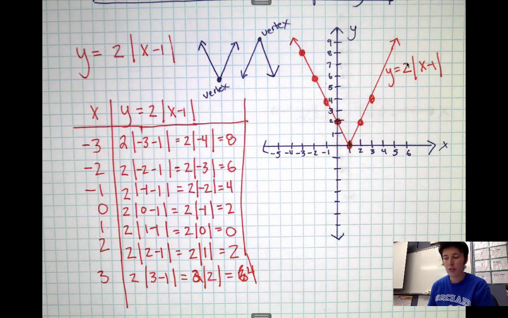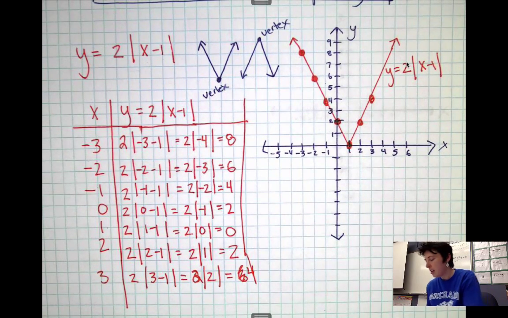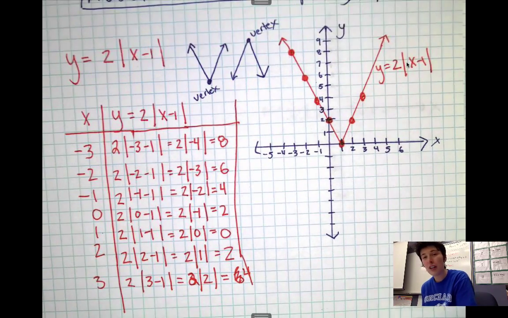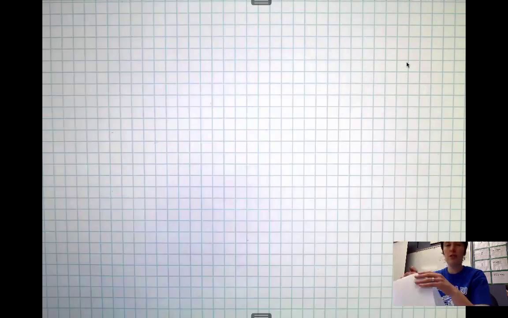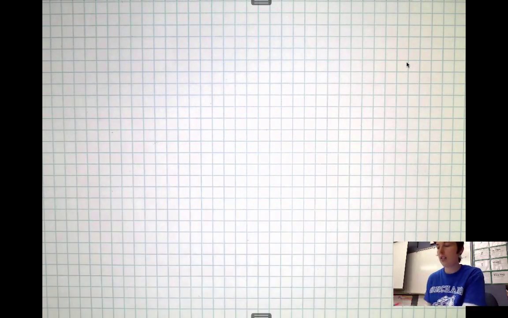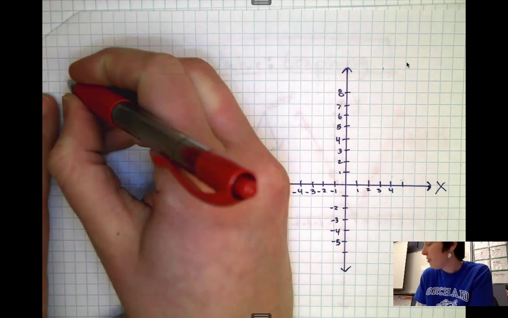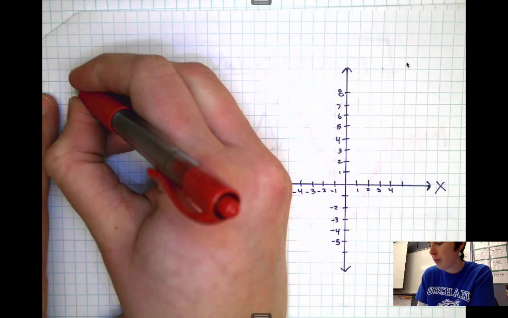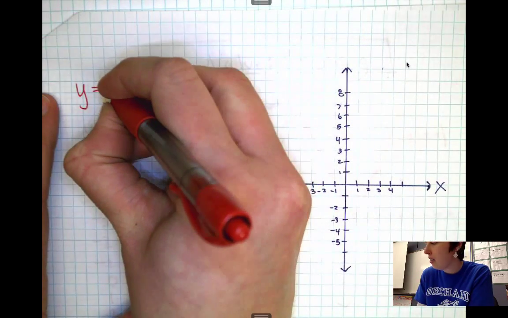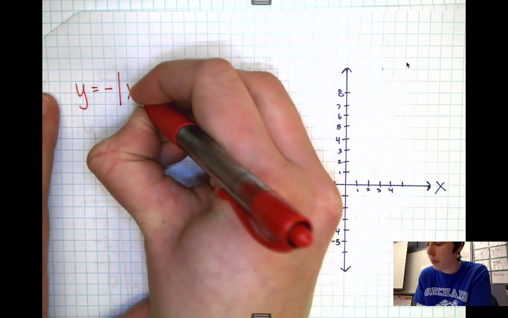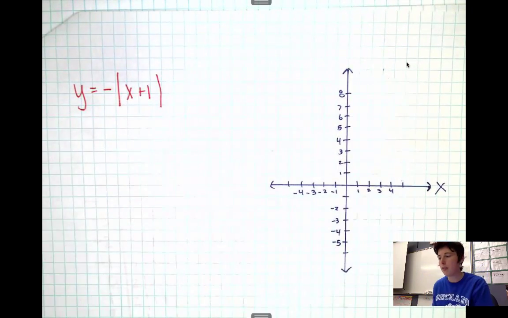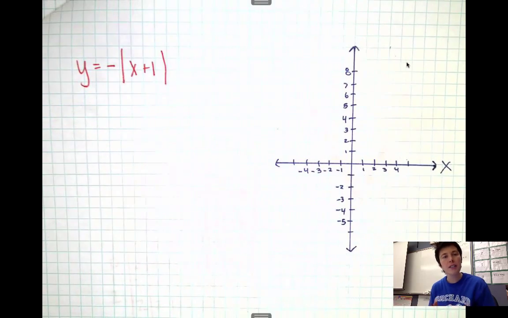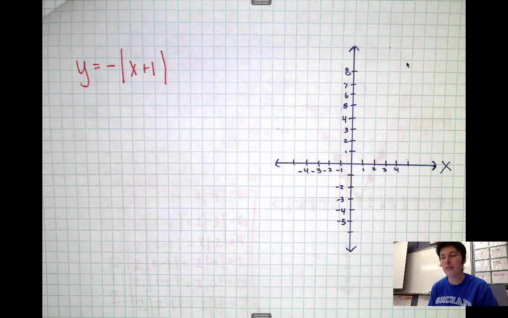So let's try one more of these. In fact, for the next one, I would really like you to try it yourself. Maybe pause the video, see if you can get it right, and then unpause the video. So for this one, we're going to do kind of a harder one. Y equals negative absolute value of x plus 1. Let's try that one. So pause the video, try making your table and graphing it, and then unpause the video and see if you get it right.